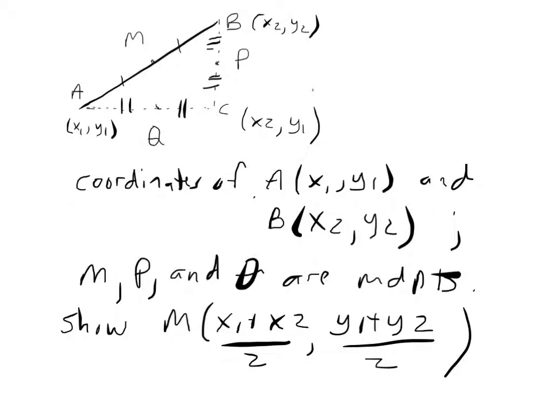So basically what we're looking to do is show that the coordinates of the midpoint of a segment AB with coordinates x1, y1, x2, y2 as shown, that those coordinates are (x1 plus x2) over 2, (y1 plus y2) over 2. So what we're going to do is imagine that AB is in a coordinate plane. We're going to form a right triangle, dropping a vertical segment from B to C and a horizontal segment from A to C. And M, P, and Q are going to be midpoints.